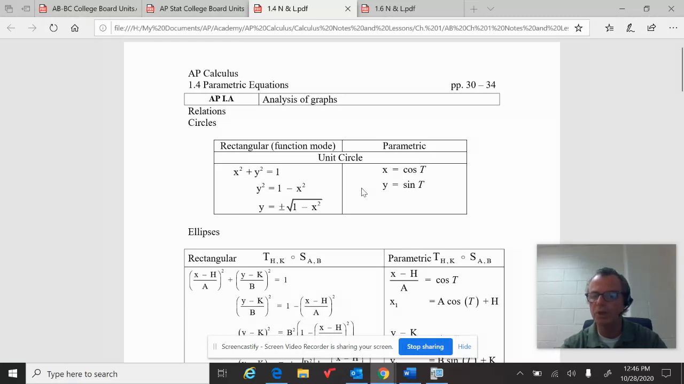But we can draw the unit circle in parametric mode. And one thing that parametric mode does is it allows you to graph things that aren't functions. So if we put cosine t in x and sine t in y, we would get the unit circle. And we're going to show you that. But before we get to that, we're going to deal with the transformations.